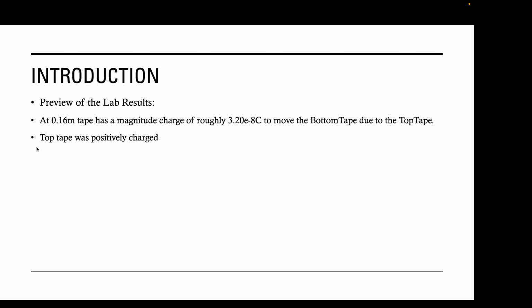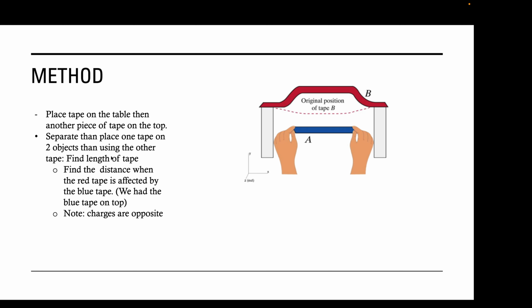The preview of the lab results is that a 0.16 meter tape has a rough estimate charge of roughly 3.20e-8 coulombs, which is needed to move the bottom tape due to the top tape. The top tape was positively charged.